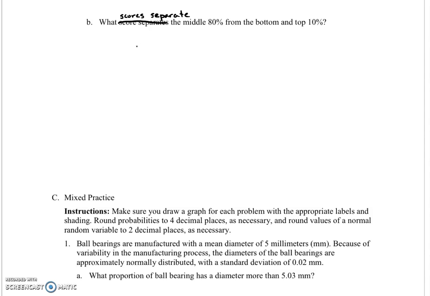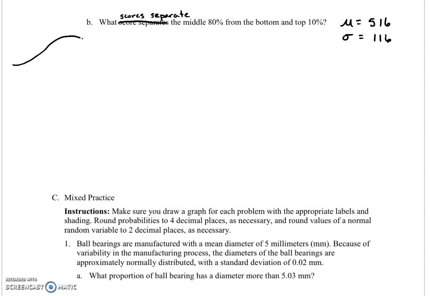Okay, let's do this second example. So we still are talking about the math SAT, and we still had a mean of 516 and a standard deviation of 116. Now it wants to know what scores separate the middle 80% from the bottom and top 10%.